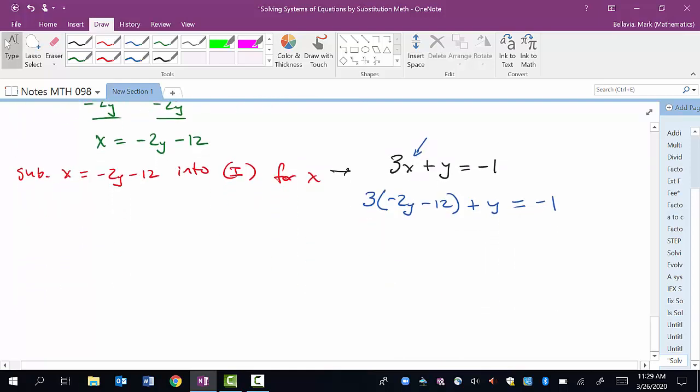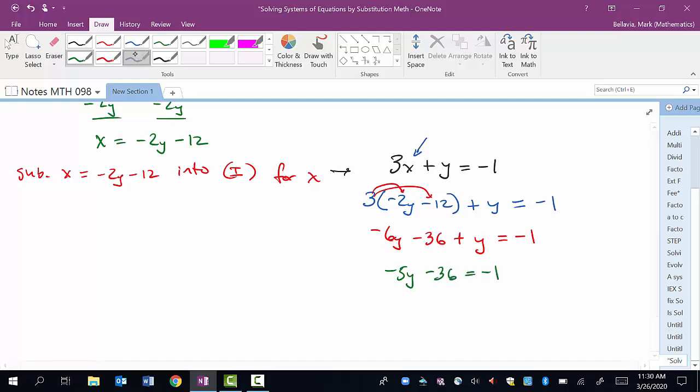If you do this properly, right, you should have an equation that only has one variable in it. So in this case, we only have the variable of y, which means we can solve it for that variable. So I'm going to distribute through. 3 times -2y gives me -6y. 3 times -12 gives me -36. And then plus, we've got y equals -1. And you want to combine like terms. Combine like terms, -6y plus y is a -5y minus 36 equals -1.